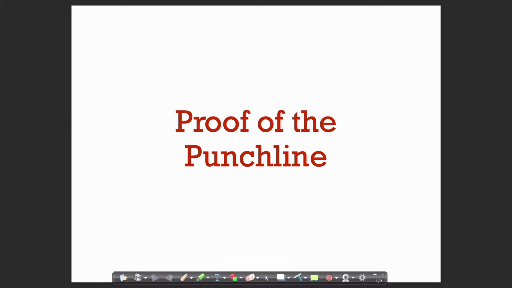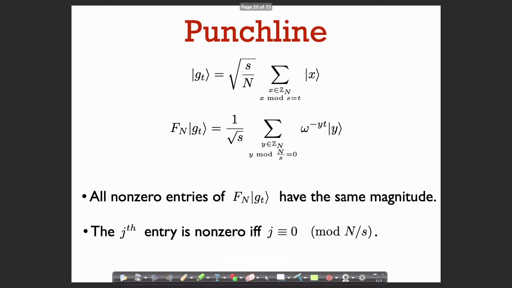Now we're going to see the proof of the punchline, the proof of this key property that made the quantum algorithm work to find the period of a simple periodic function. Again, what we needed was that when GT is this state, a uniform superposition over all x such that x mod s is equal to t, then when we take the Fourier transform of that state, we get a superposition over all y such that y mod n over s is equal to 0 of omega to the minus yt times ket y, normalized by 1 over square root of s.